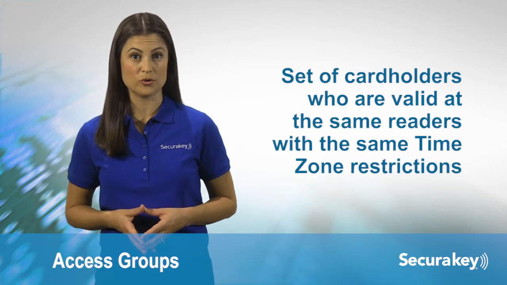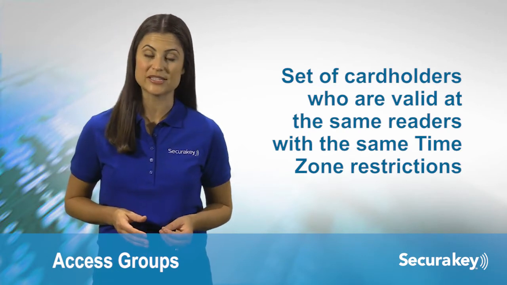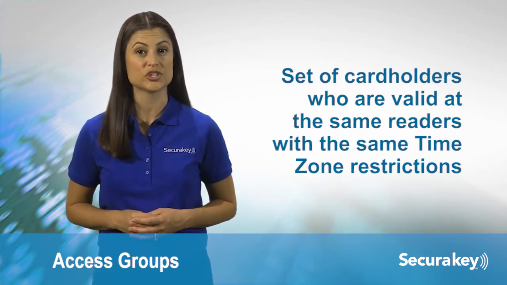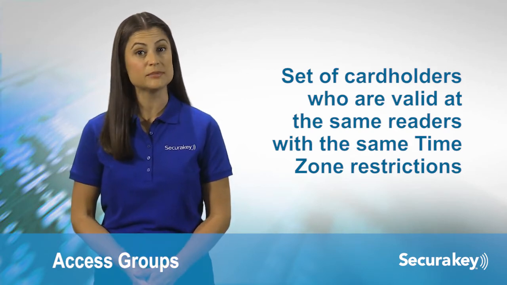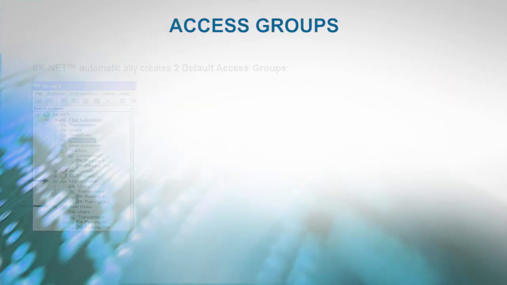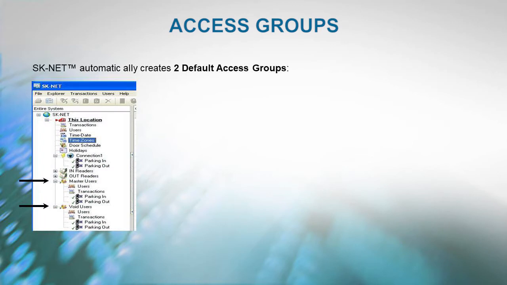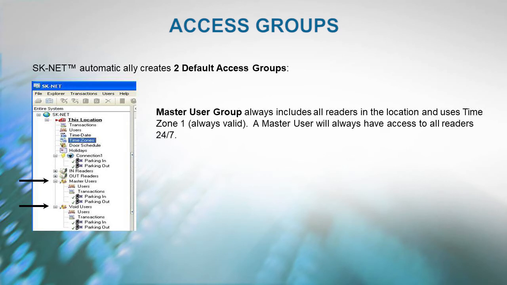Access Groups. An access group is a set of cardholders who are valid at the same readers and have the same time zone restrictions. Groups are ideal for multi-departmental facilities with different time schedules. SKNet automatically creates 2 default access groups. The master user group always includes all the readers in the location and uses time zone 1, always valid. A master user will always have access to all readers 24/7.